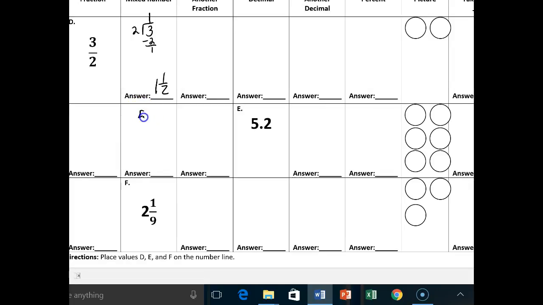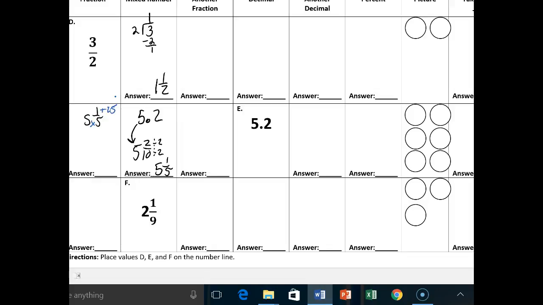5.2. I'll help you out with the mixed number. 5.2. Obviously, this is 5. This is 2 over 10, but that's not simplified. Divide it. What do I get? I get 5 1/5. Okay, so 5 1/5. You can obviously change 5 1/5 into an improper fraction by doing that math right there.